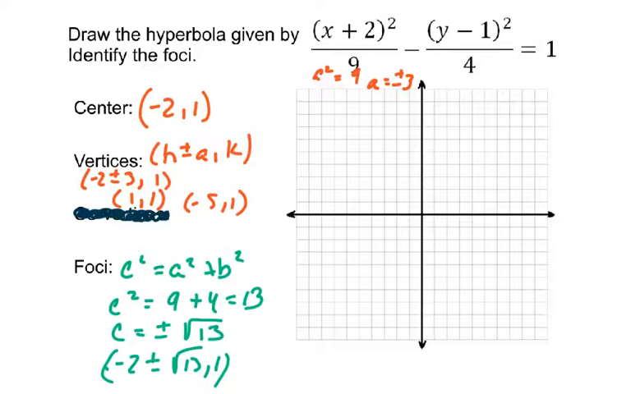So let's see what that looks like. We'll start by graphing our vertices. And then, of course, our foci. And the square root of 13 is approximately 3.6. And so we end up with foci somewhere in here, and then out here, and our hyperbola opens up something like this.